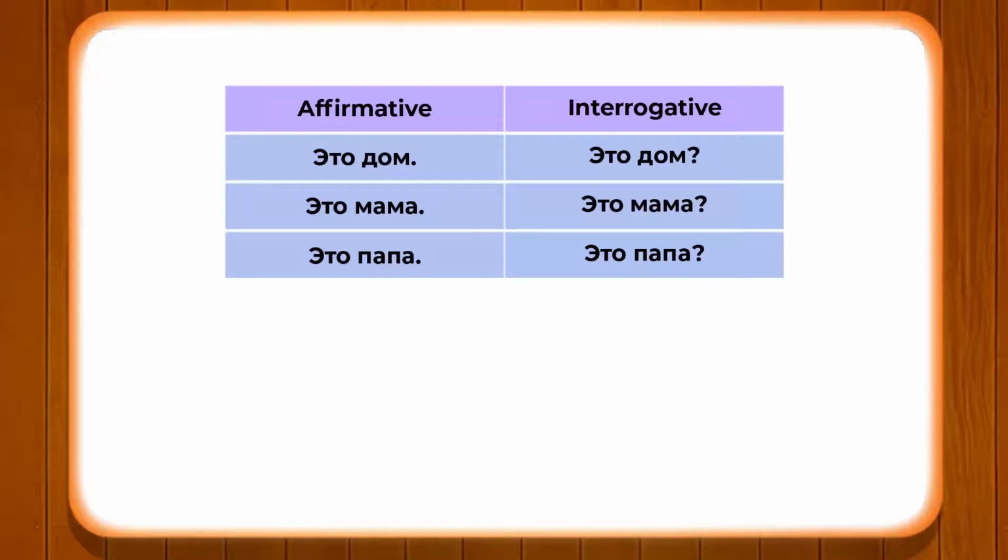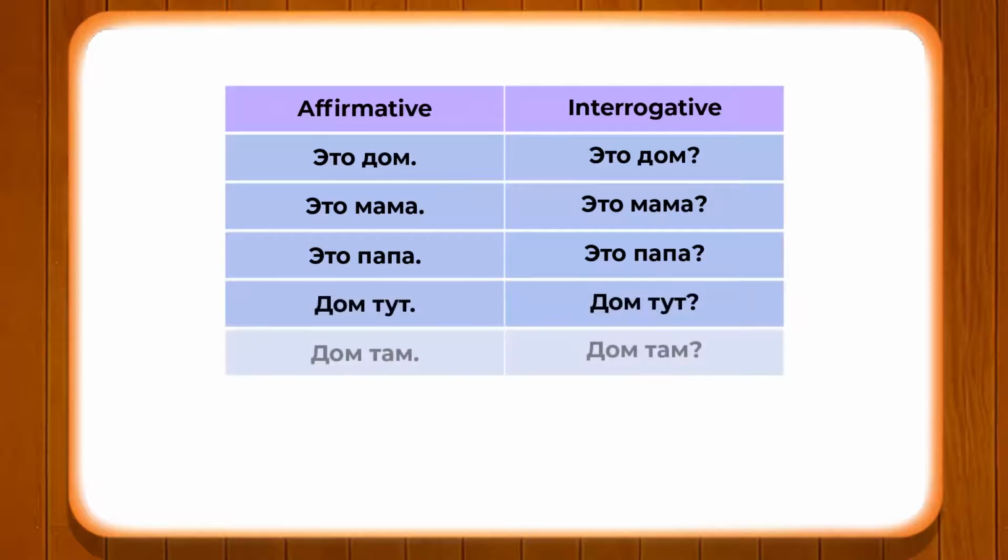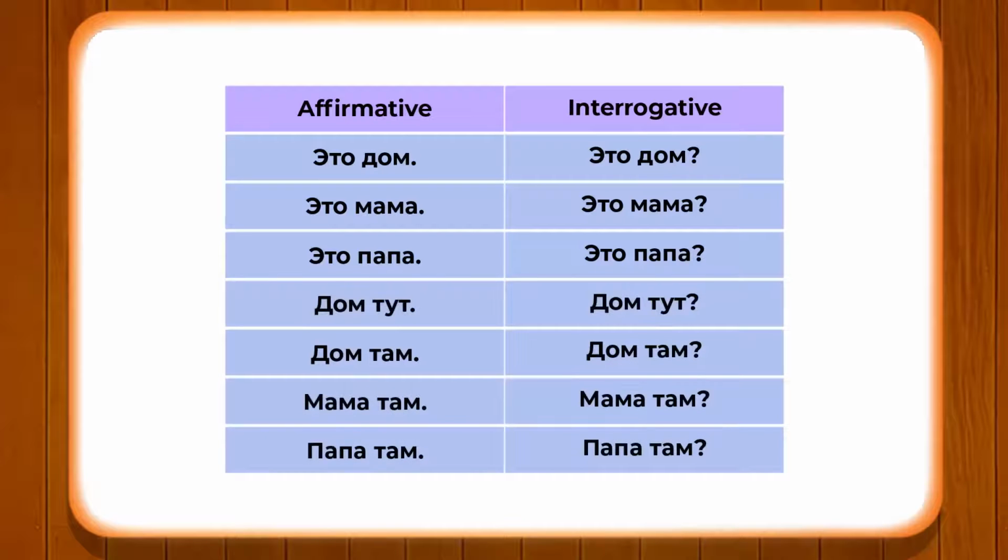Now, look at the interrogative. Это дом? Это папа? Дом там? Папа там? These different sentences are being categorized as affirmative and interrogative. I hope with the help of all these examples, you will be able to make your own list of simple sentences and then finally differentiate them as affirmative or interrogative. All right. So, let us go ahead and look at the different concepts now. Here we have certain examples.